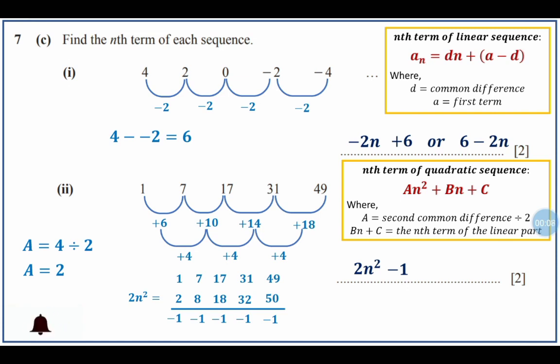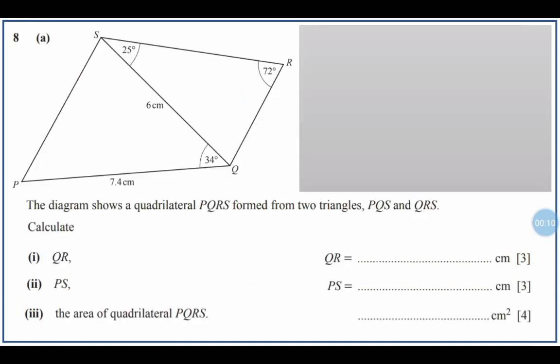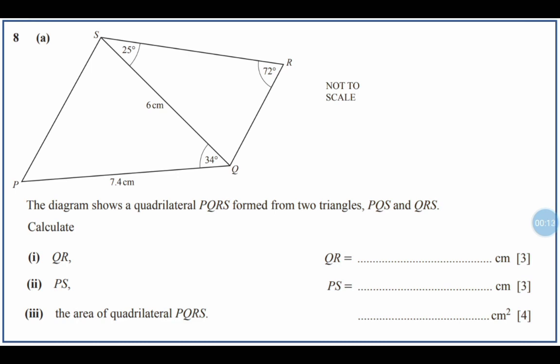Let's move on to number 8. For question number 8, letter A. The diagram shows a quadrilateral PQRS formed from two triangles PQS and QRS. So you have two triangles here. This is the first triangle and this is the second triangle. Calculate QR. So QR first. How do we calculate QR? So this is QR.